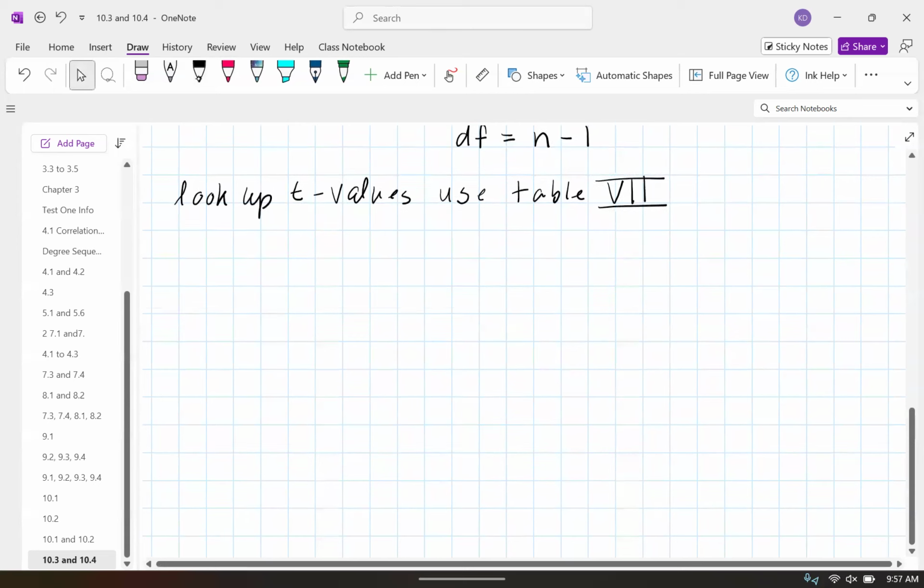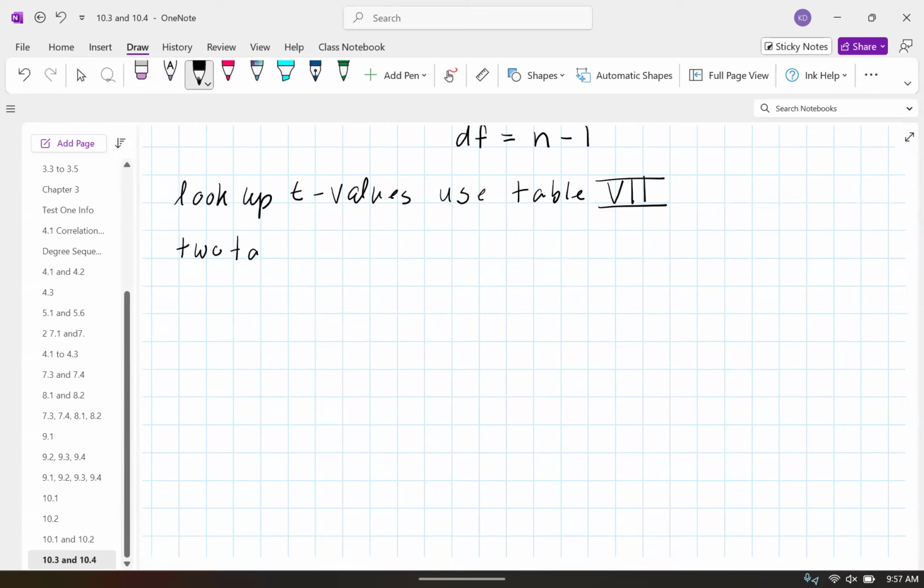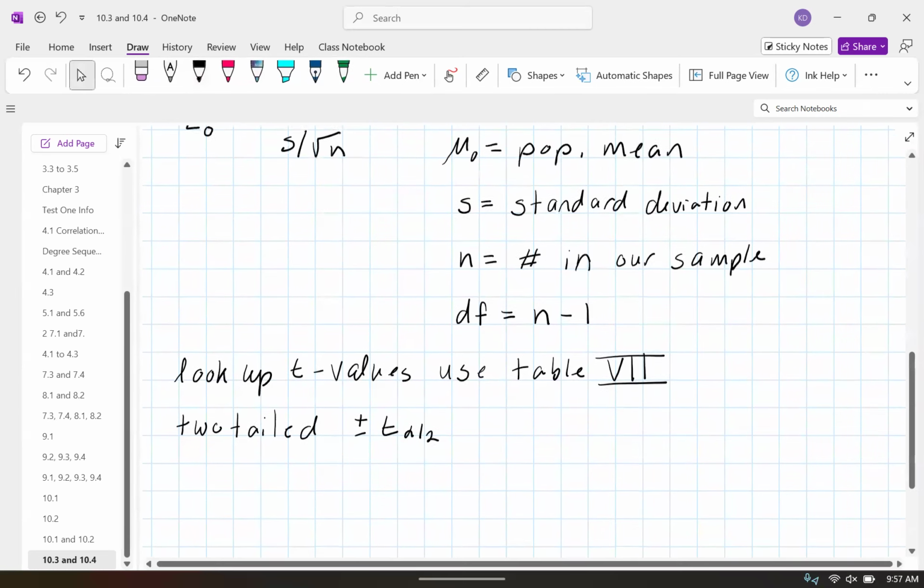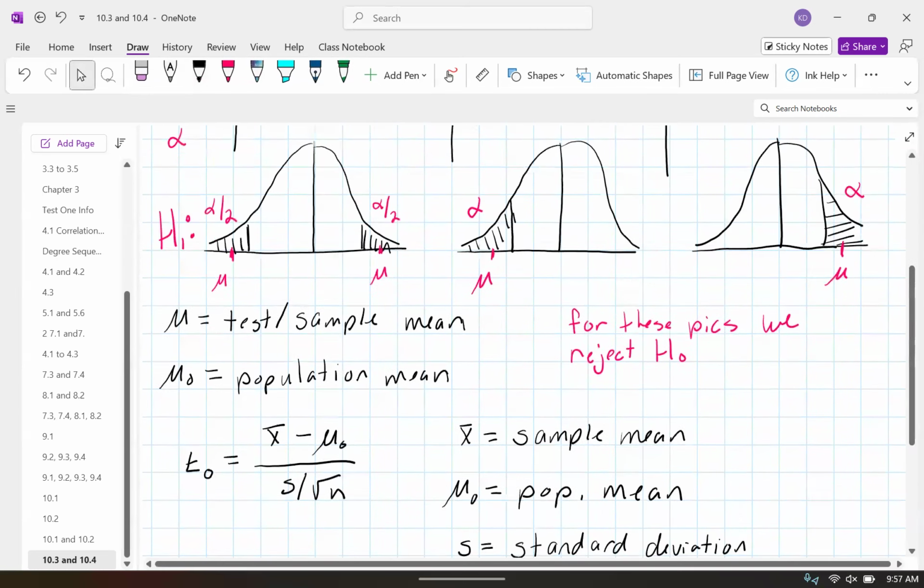Things to note for a two-tailed test. We look up, sorry, my handwriting is worse today, plus or minus T alpha over 2. So that's our picture up here. The little bars, that would be our T alpha over 2, those numbers we look up.